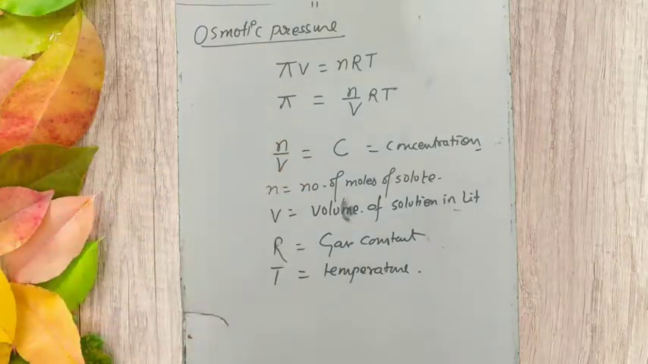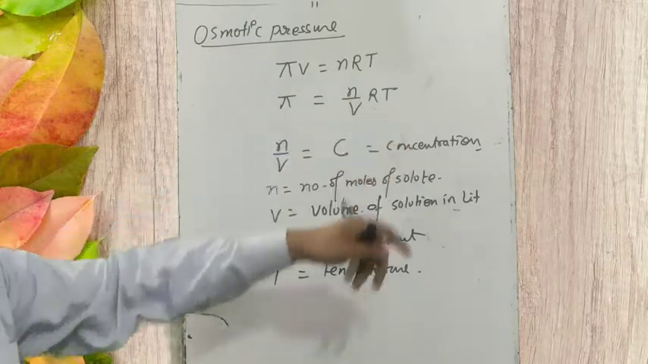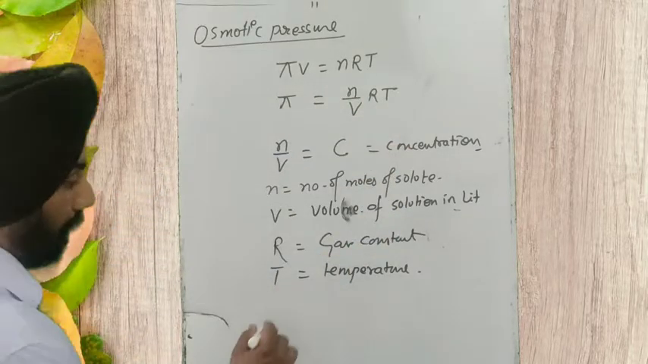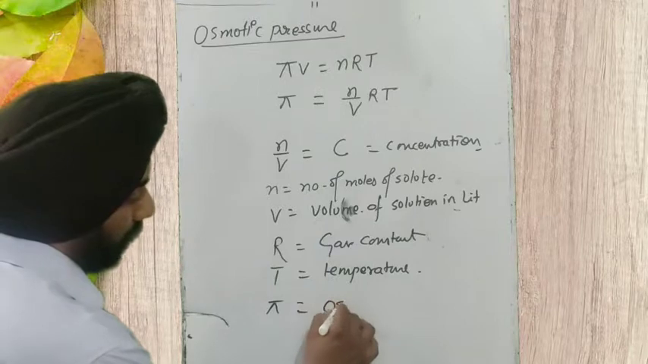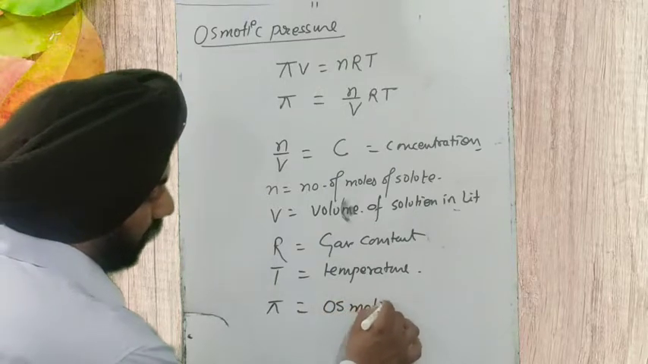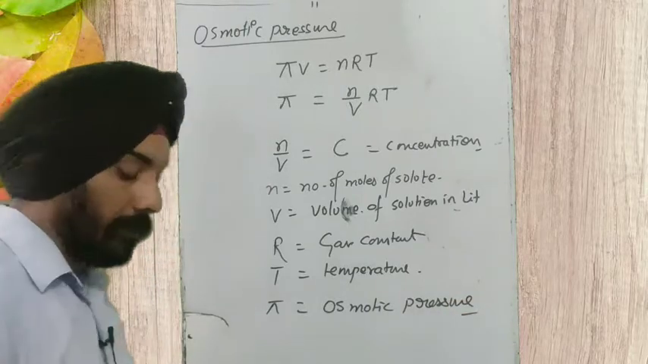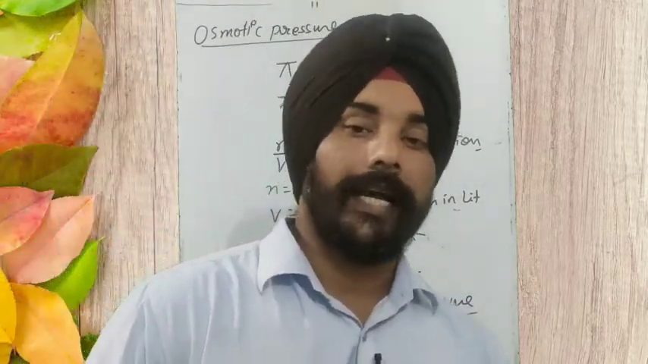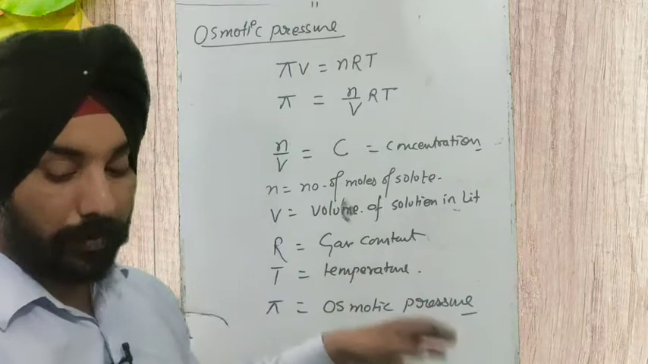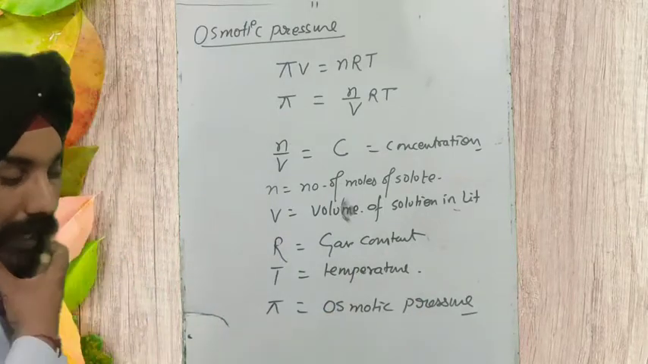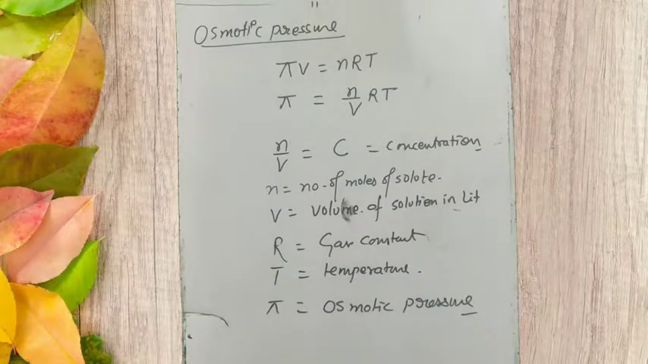This was the formula: Pi V is equal to nRT, and Pi can be written as n upon V RT. What is Pi? Pi is the osmotic pressure. Osmotic pressure is a pressure, so the unit will be the same as that of pressure. Clear everybody? So this was the osmotic pressure, and here come three more terms.